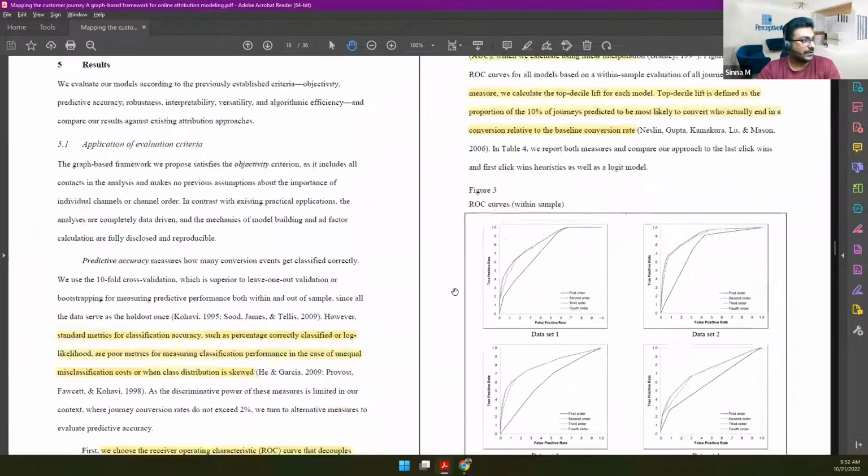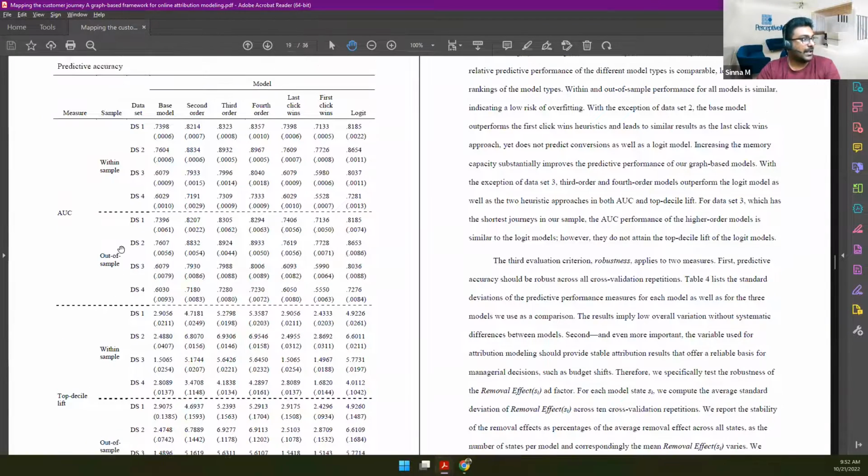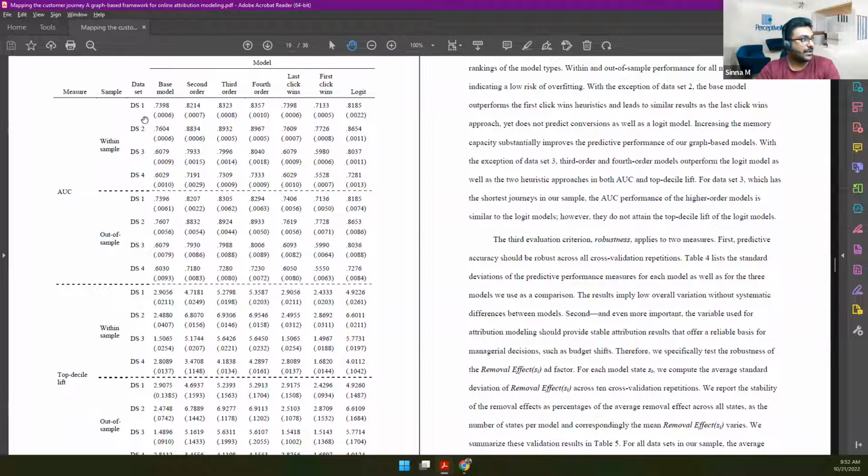So let us go below. Yeah, so here are the AUC. So you have out of sample results, DS1, 2, 3, 4. These are data sets, and these are different models. First order, second order, third order, fourth order. Last click wins and first click wins are heuristics. So basically, in your journey, whatever is the first channel on your journey, you assign the 100% attribution to that channel. That is first click wins. Last click wins, you assign the 100% attribution of the conversion to the last channel on the journey, right? So logit is another model.